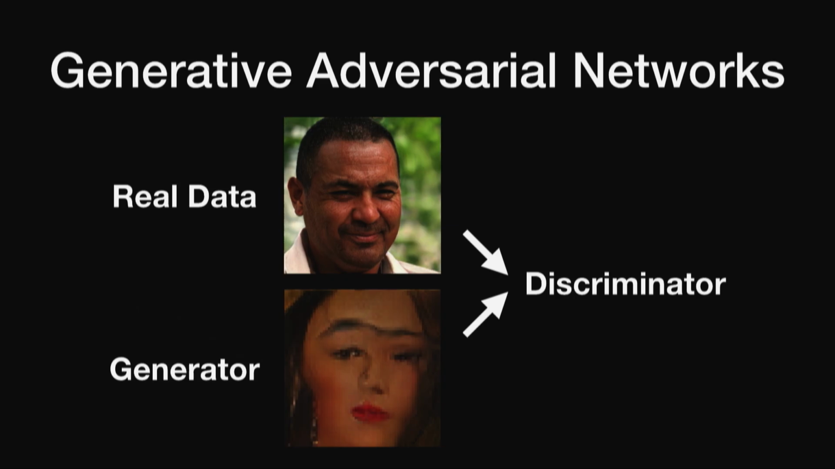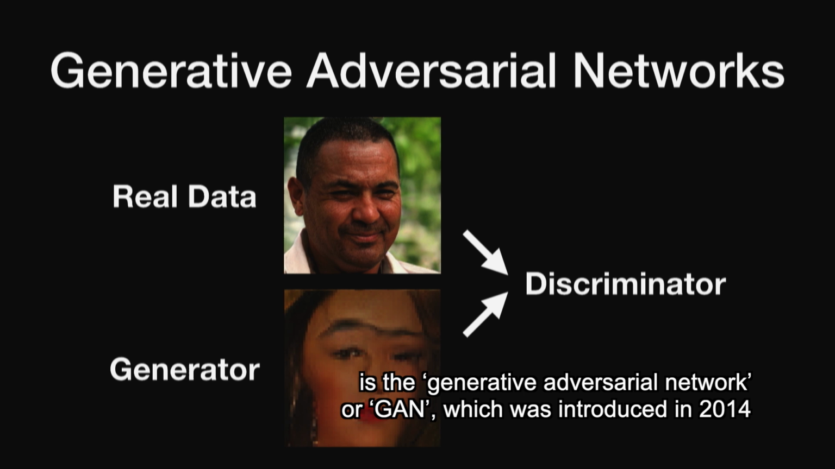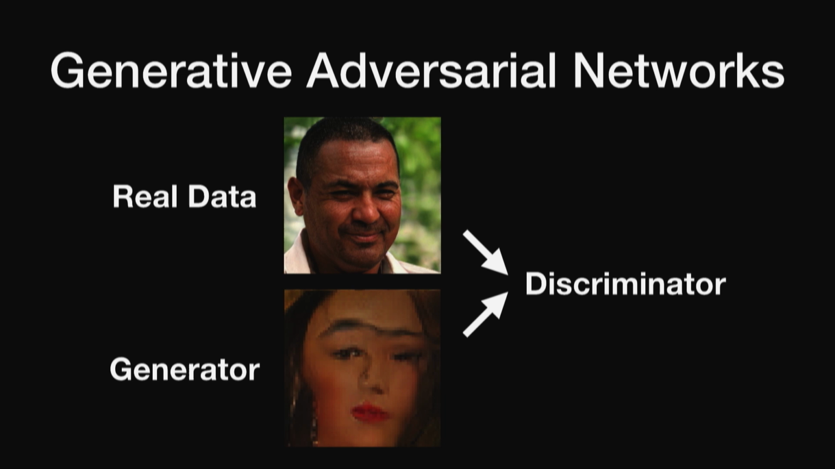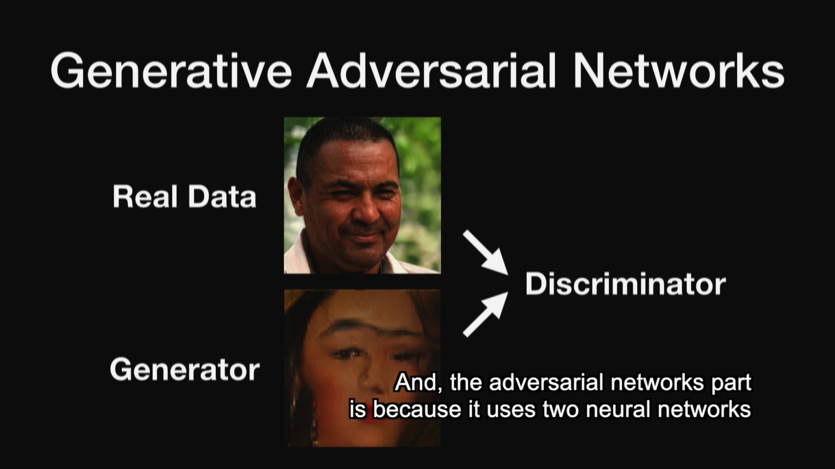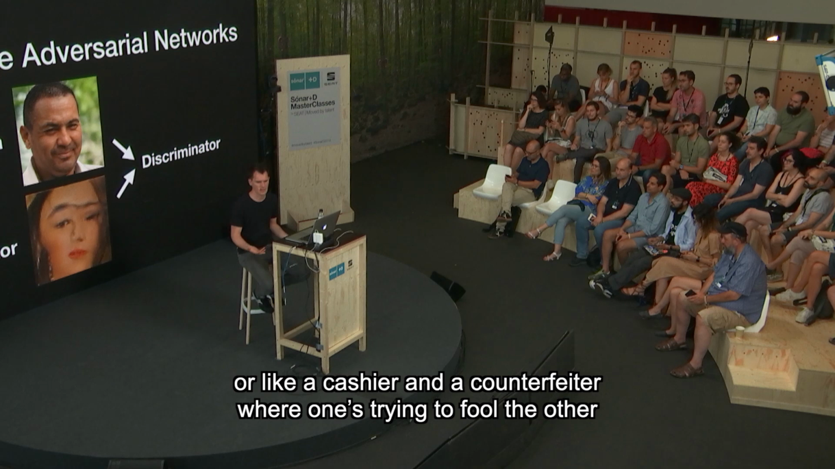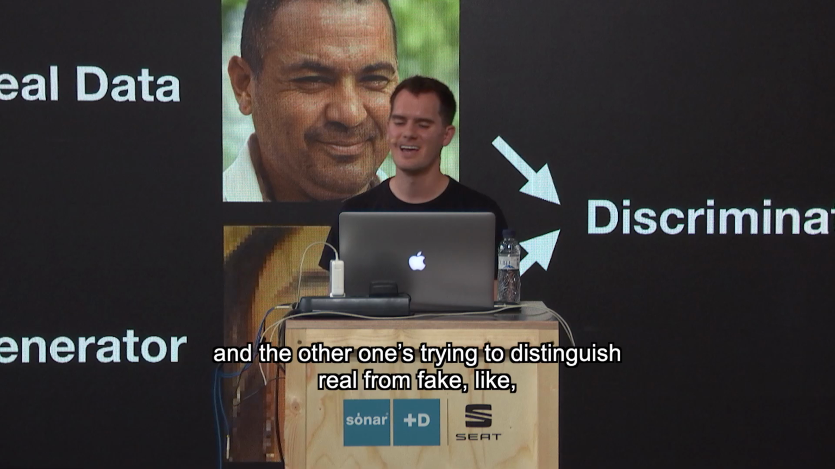But easily the most popular image generation technique is the generative adversarial network, or GAN, which was introduced in 2014 by a researcher named Ian Goodfellow. The generative part is because once this network is trained, it can produce images without any input. And the adversarial part is because it uses two neural networks competing with each other in a cat and mouse game, like a cashier and a counterfeiter, where one is trying to fool the other into thinking it has a real example, like real money. And the other is trying to distinguish real from fake, like, is that a real $100 bill?